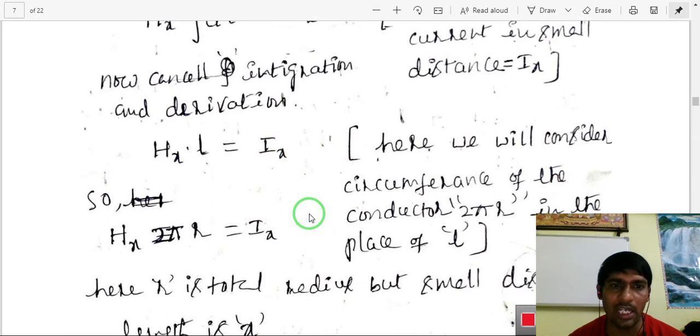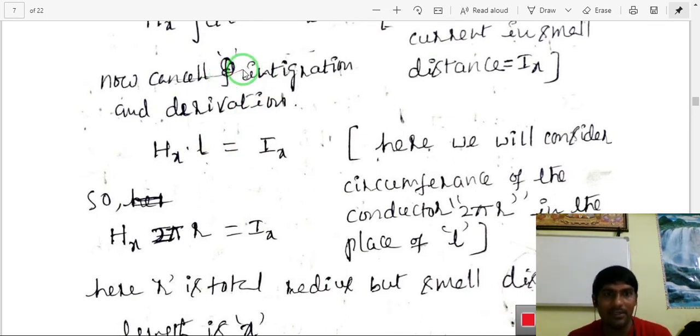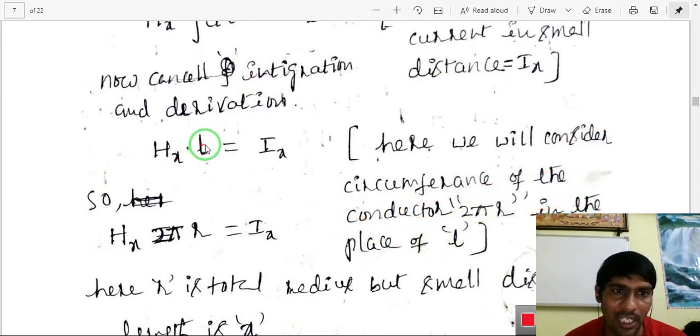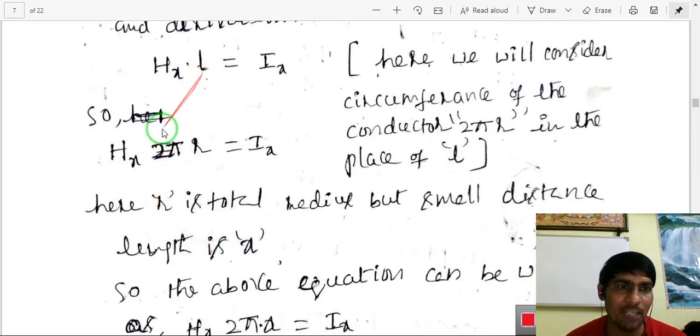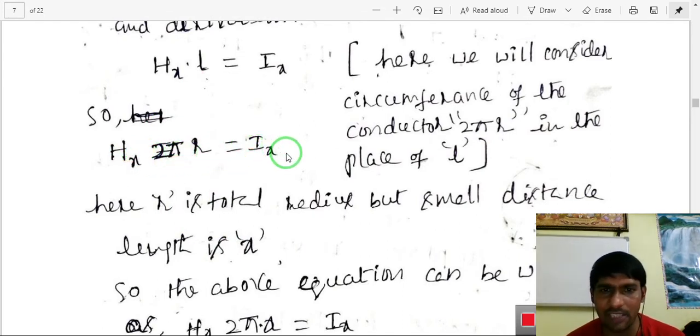Here we consider the circumference of the conductor, 2 pi r, in place of L, where L is the total length. There is no length here; we can consider a circle. So instead of L I take 2 pi r, that is the circumference. The above equation can be written as H_x into 2 pi r equals I_x.